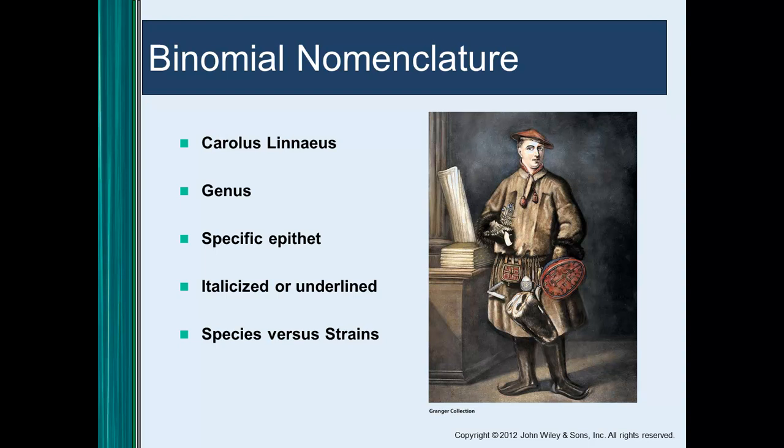The first name designates what is known as the genus of the organism. The second name is the specific epithet, or the species. Together, the genus and the specific epithet identify the species to which the organism belongs.